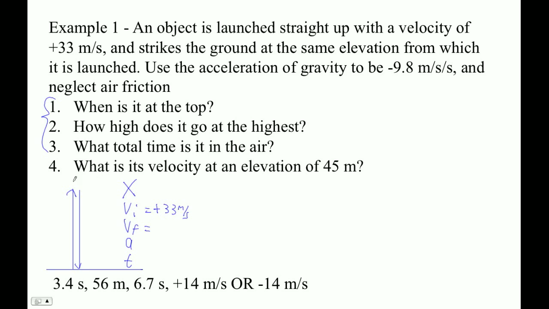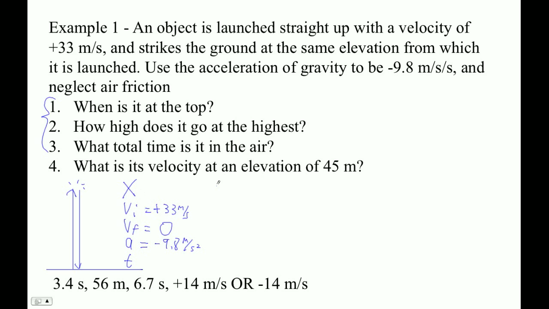We know at the top, right here, its velocity is 0, because if it's not 0, it's not at the top. And the acceleration is negative 9.8 meters per second squared. Okay, so now we are set. I think we can solve all of these. I'm going to choose to solve for x using no t.